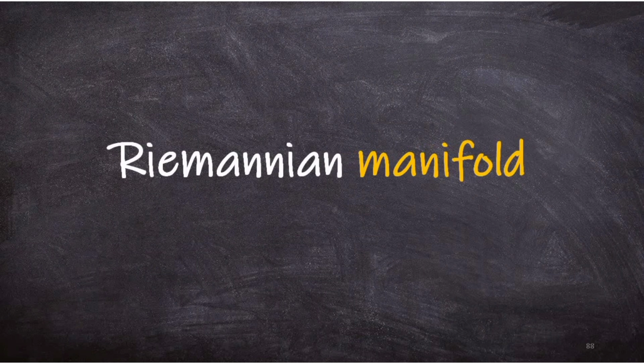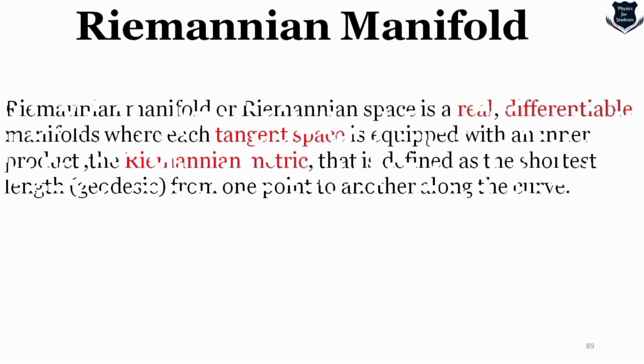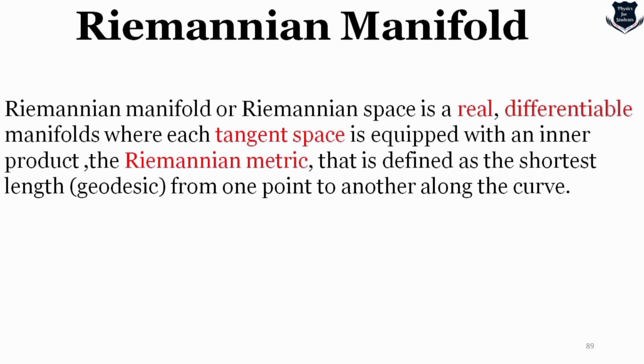So we have almost come to the end of the video, and we will try to understand what a Riemannian manifold is, because this is central to the idea of general relativity. A Riemannian manifold, we can say, is a real differentiable manifold where each tangent space is equipped with an inner product, the Riemannian metric, that is defined as the shortest length from one point to another. Now, we will go forward with the definition, don't worry.